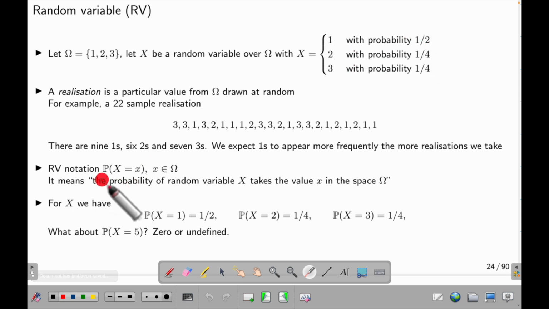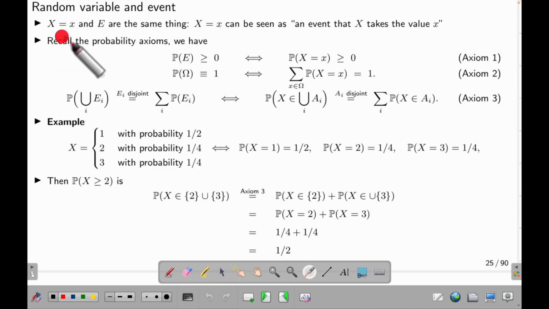This notation is saying the probability that random variable x takes the value of small x in the sample space omega. So the probability of random variable x equal to 1 is half because of this. The probability of x equal to 2 is 1/4. And the probability of x equal to 3 is 1/4. What about the probability of x equal to 5? Undefined, or you can just say that it's 0. For random variable x equal to small x and the event E, these two are basically the same thing. We are saying that random variable x takes the small x as the value, as an event.